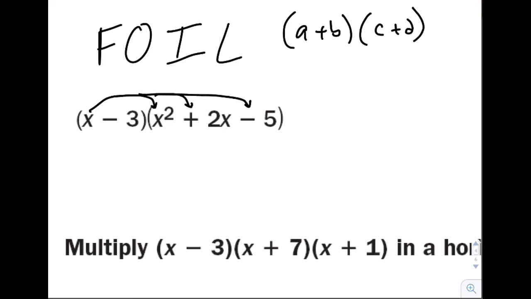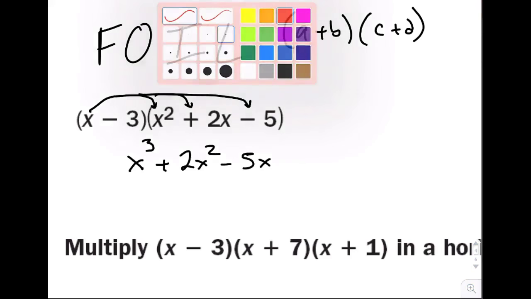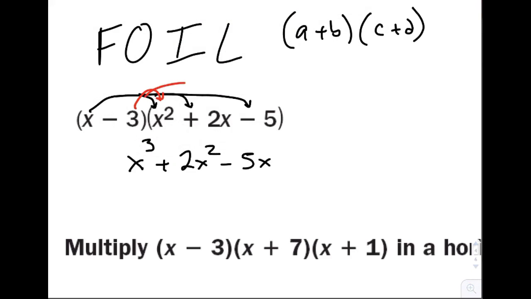over there. So it becomes x cubed. X times 2x is 2x squared. X times -5 is -5x. And then we do the same thing with the -3. I need to distribute this -3 to everything.